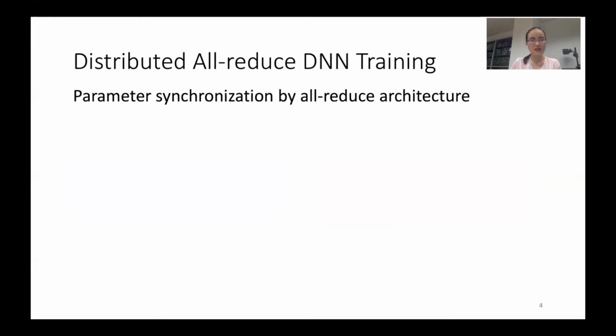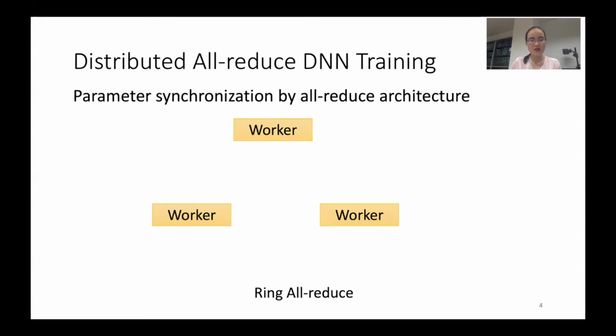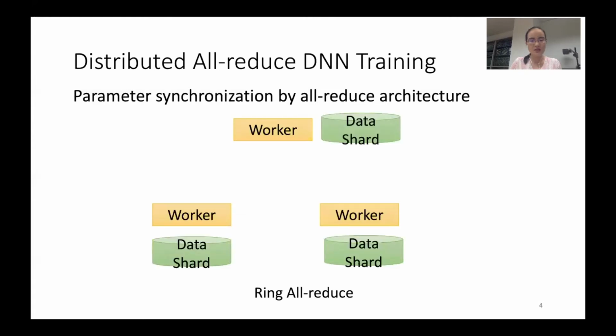To expedite the DNN training, one way is to train the DNN models in a distributed and parallel way. And then we need to synchronize the parameters with each other, for example, by the all-reduce architecture. The most representative all-reduce architecture is the ring all-reduce. Here, we have a set of workers, and each worker processes its own data shard. And the workers need to synchronize with each other in a peer-to-peer manner.